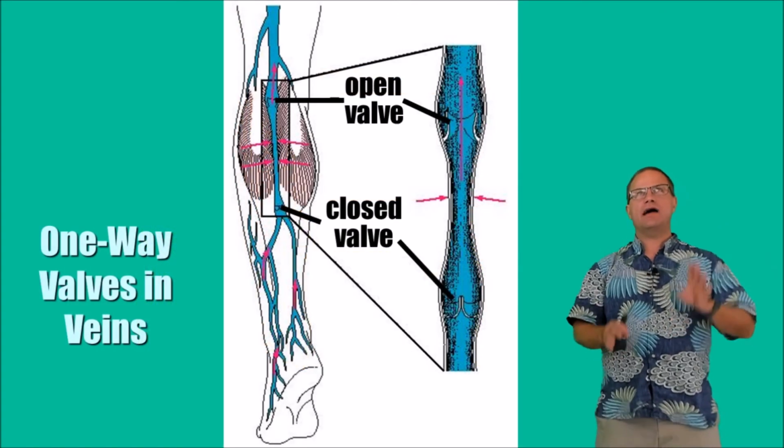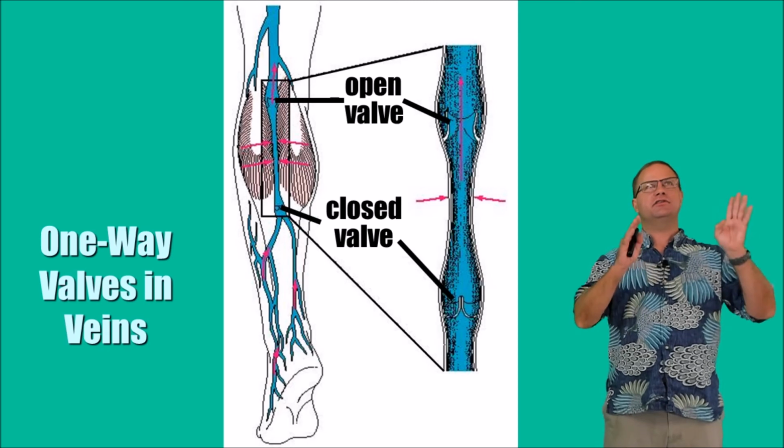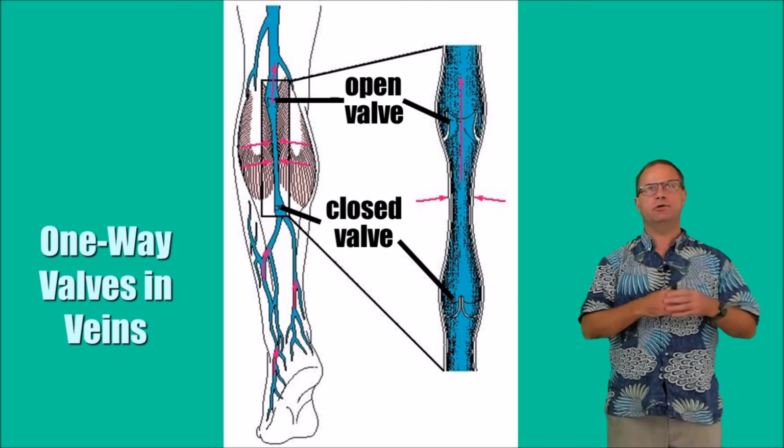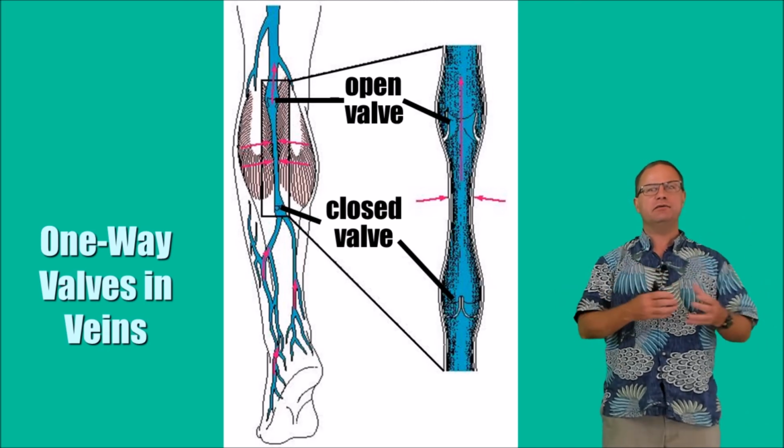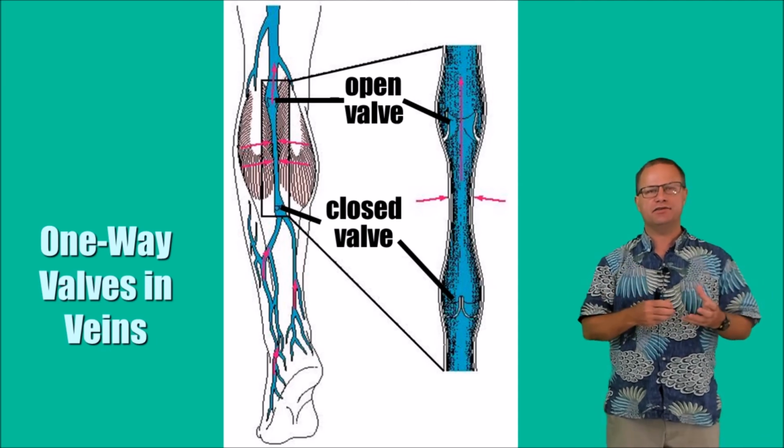So how do we get blood back to the heart? We said that the heart is not pushing the blood through the veins. That pressure has already been lost when we went through the capillary beds. So the pressure moving blood back to the heart is coming through skeletal muscle contraction.